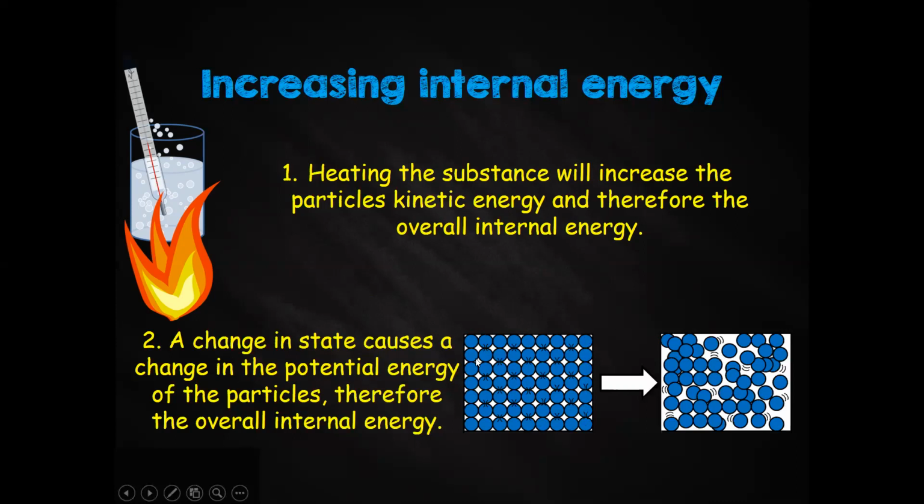In a solid, the particles are vibrating about a fixed position, and in a liquid, they're free to flow. Because they're changing position quite often in a liquid, they have more potential energy in the liquid state. Because they have more potential energy compared to particles in a solid, they have more internal energy. So two ways of increasing the internal energy of a system are, either by increasing the kinetic energy of the particles, which we can do by heating, or by increasing the potential energy of the particles, which can be done by a change of state.